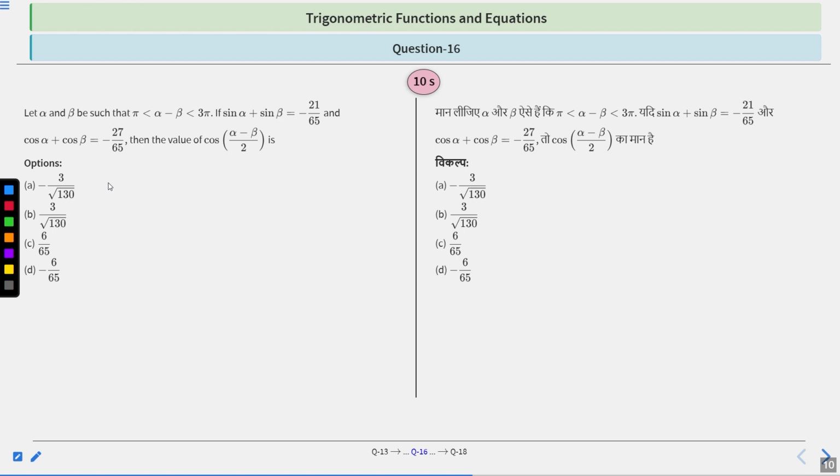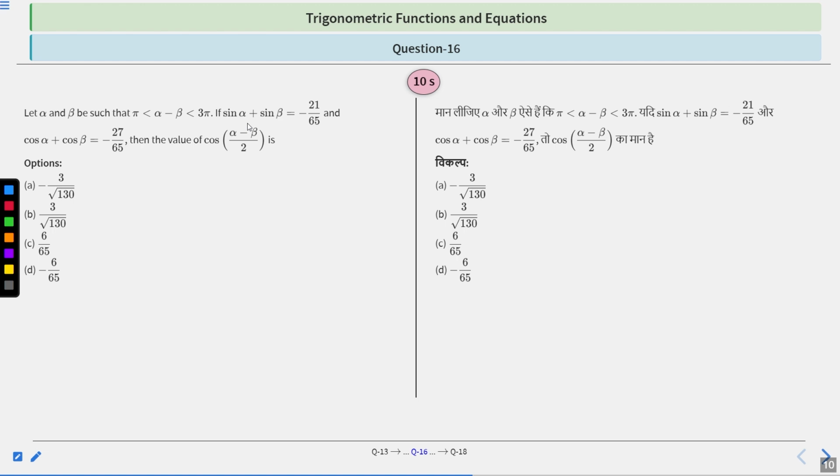So, see, the hint of this question is, we are given sin alpha plus sin beta, which is minus 21 by 65, and cos alpha plus cos beta, which is minus 27 upon 65. Now, you can try to convert this angle formula, that is alpha minus beta, into a half angle formula, cos of (alpha minus beta) by 2, right?